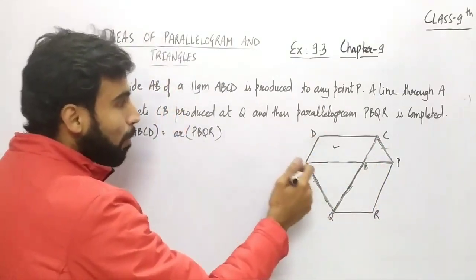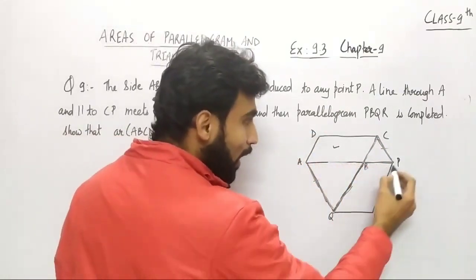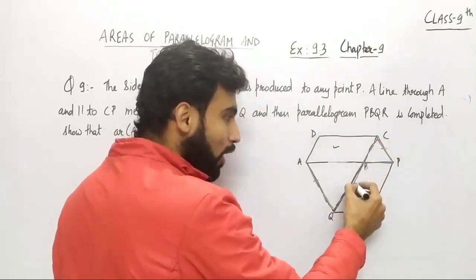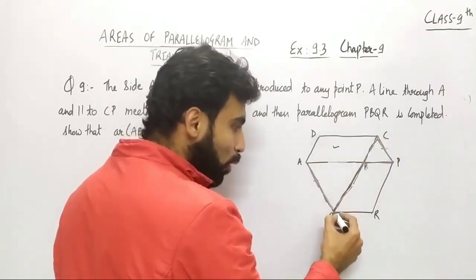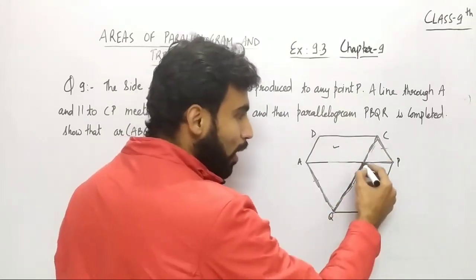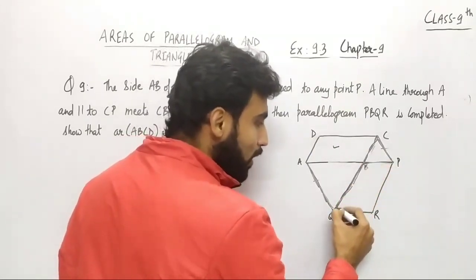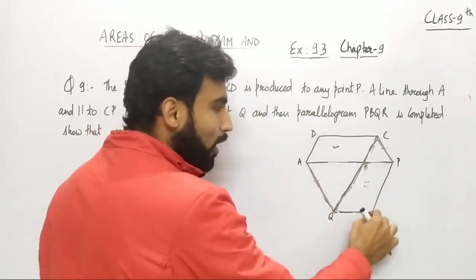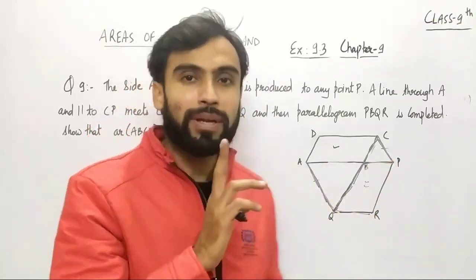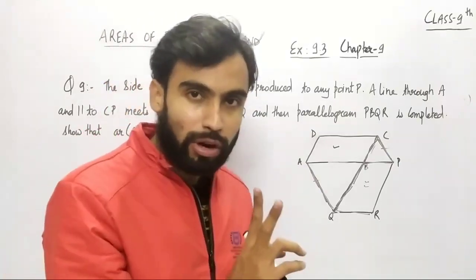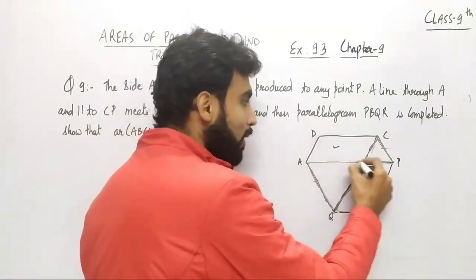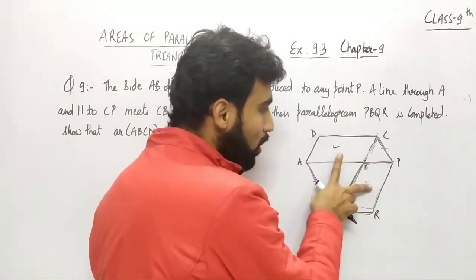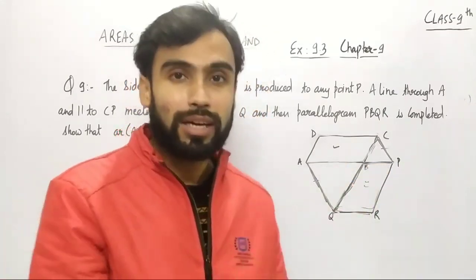Then you can see a parallelogram is formed which is named as PBQR, right? So इस लाइन को प्रोड्यूस करने की वजह से, जो कि A को कहां मिल रही है, Q के ऊपर, इस लाइन की वजह से आपको यहाँ पे एक पैरेललोग्राम मिलेगा, that is PBQR, right? So again this is given that this PBQR is a parallelogram. So हमारे पास यहाँ पे इस फिगर के अंदर दो पैरेललोग्राम प्रेजेंट है. One is ABCD and the other one is PBQR, right? So you can observe both the parallelograms clearly, right?